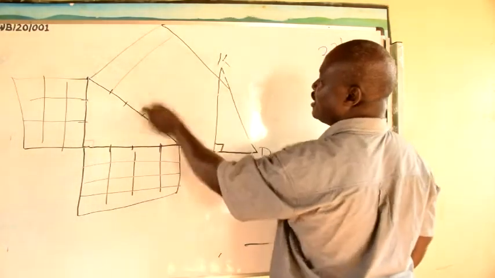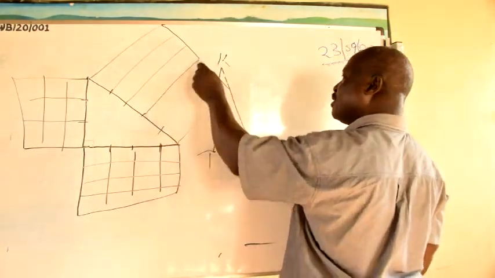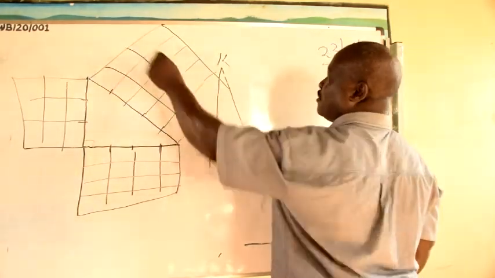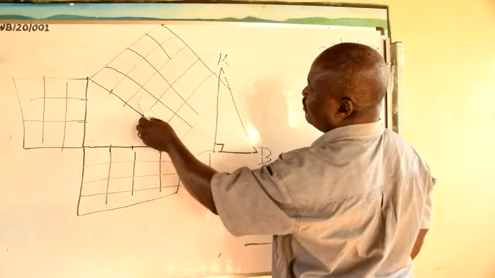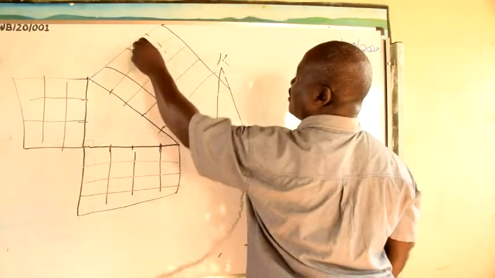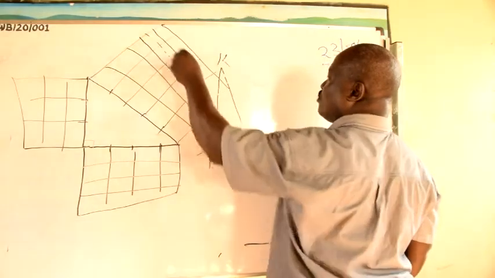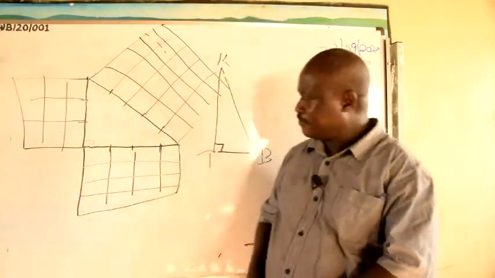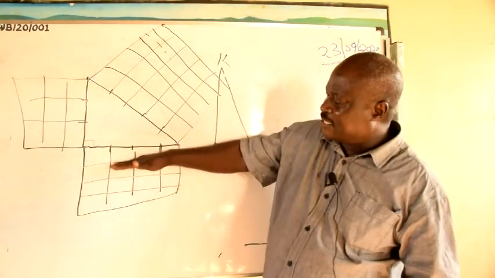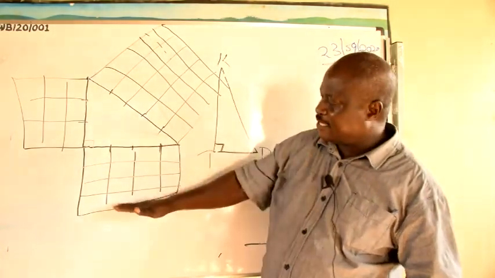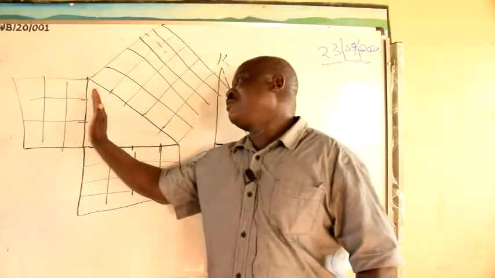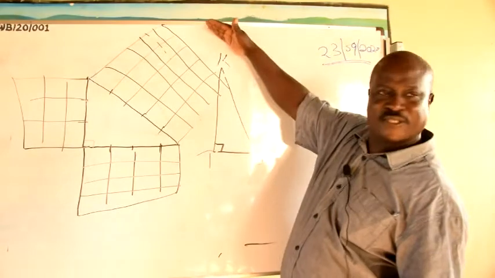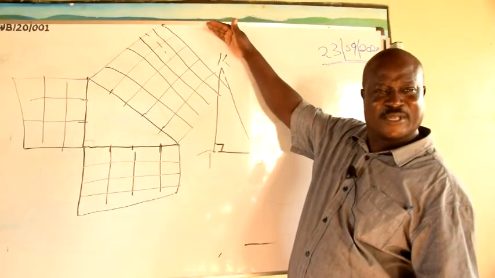Then this one, 1, 2, 3, 4. 1, 2. Are they 4? No. Assume that these lengths are equal. Then Pythagoras learned that the number of squares on this side, together with the number of squares on this side, if they are counted, are equal to the number of squares on this side. That is what Pythagoras realized.